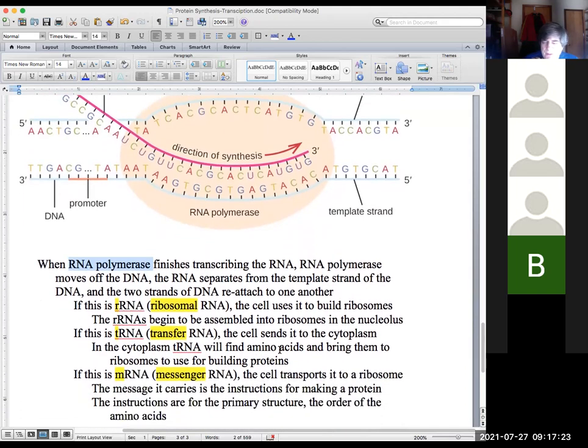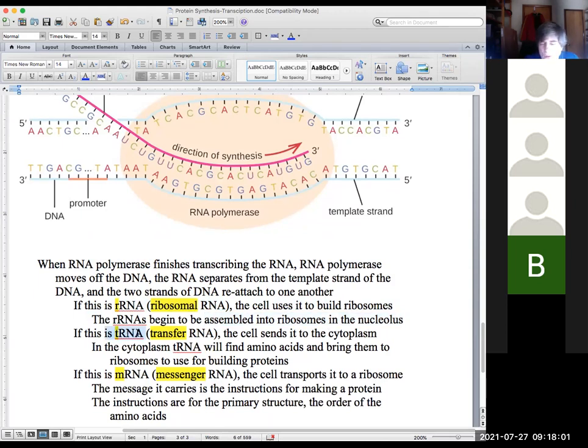We're going to focus on 3 types of RNA. If what we're making is rRNA, ribosomal RNA, then the cell's going to use this to build its ribosomes. The rRNAs are actually going to start to be assembled into a ribosome in the nucleolus. They don't get completely built into a ribosome in the nucleolus. It's kind of like buying something at the store that's partially assembled and then you have to do some assembly when you get home. The rest of the ribosome is going to be built out in the cytoplasm.